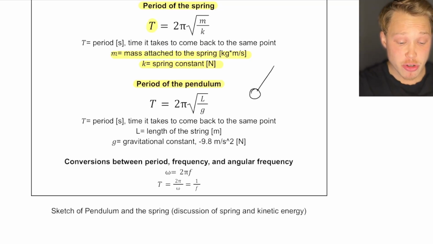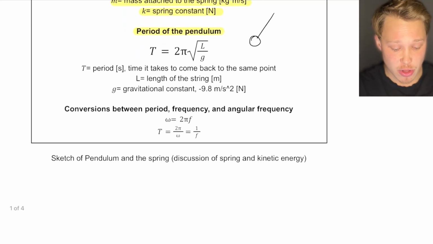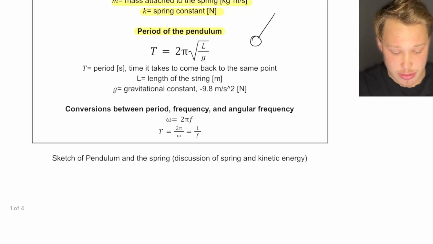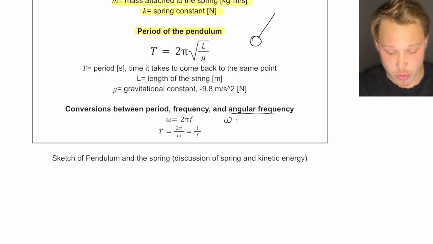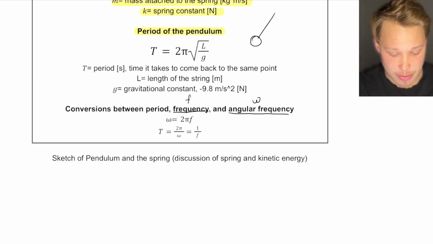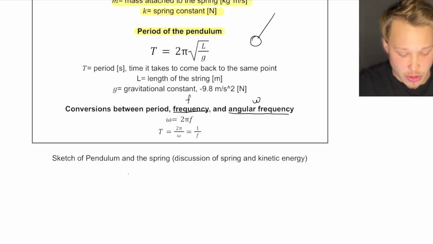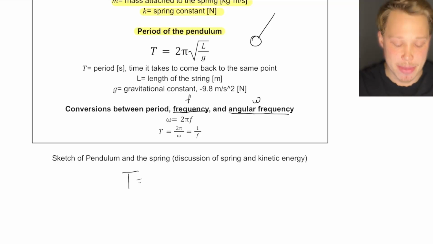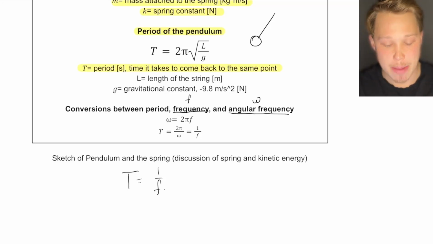Great. Some other things that we should keep in mind are the following quantities. This omega right here is the angular frequency. This is the Greek letter omega. And this f over here is frequency. Another very important point is that period is the opposite of frequency. Remember, period is the time it takes for you to come back to the same point. For a pendulum, it would be to go there and go back.